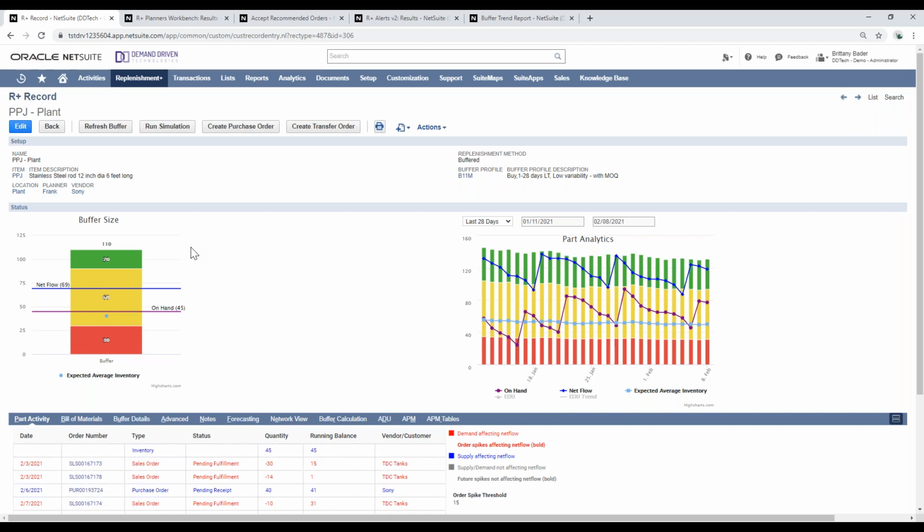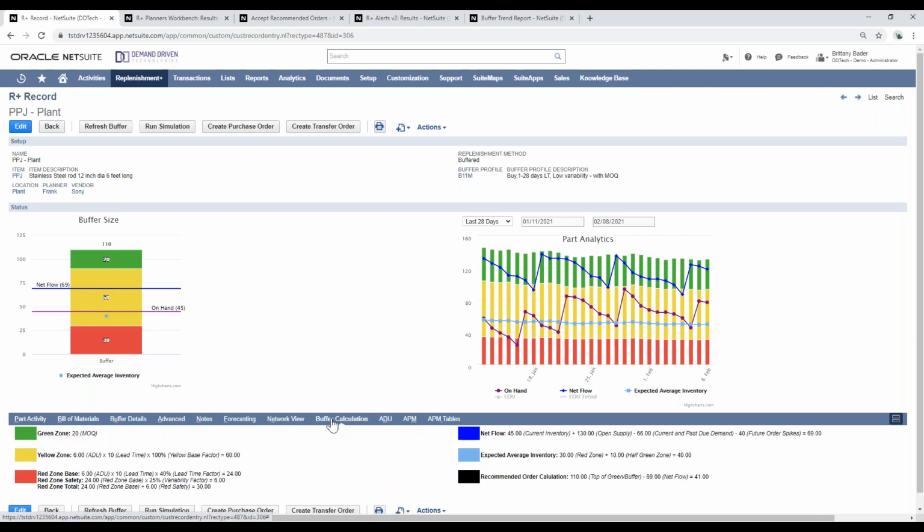So very visual. I can see where my current on-hand inventory is at a point in time today. And then I also have this blue dot, which is my expected average inventory. So I'm not planning to that expected average inventory, but it's just useful. I have visibility so I can know how much I would expect to have on hand at any given day. I see this buffer. If I want to know what's actually going into those buffer zones, I click on this buffer calculation tab. So I can see how my buffer for this item is sized and that net flow equation.